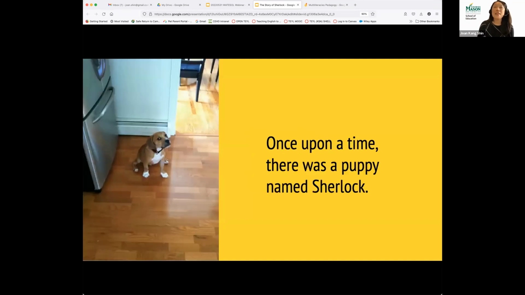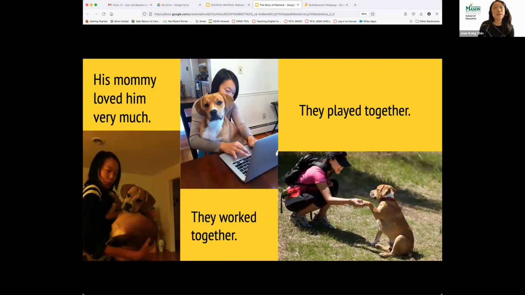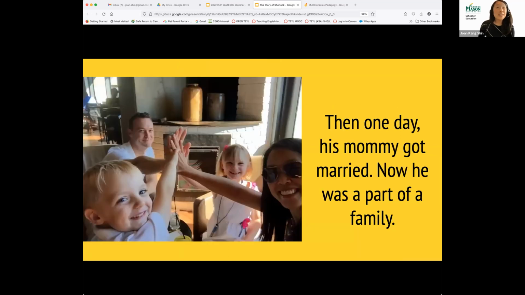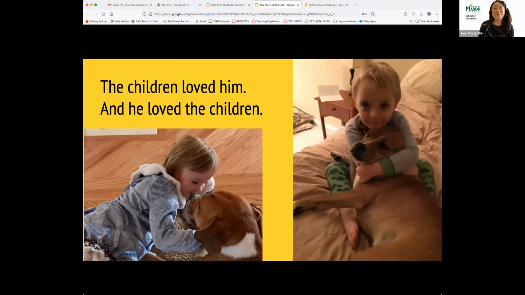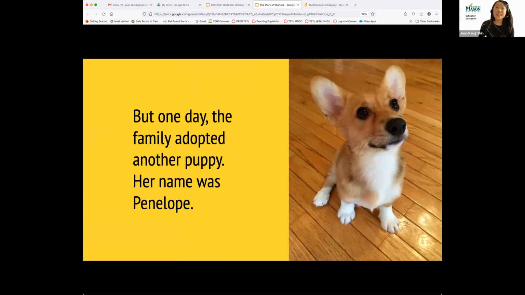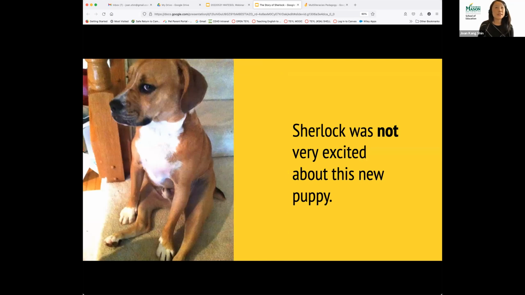Once upon a time, there was a puppy named Sherlock. His mommy loved him very much. They worked together, they played together. Then one day, his mommy got married. Now he was part of a family. The children loved him, and he loved the children. But one day, the family adopted another puppy. Her name was Penelope. Sherlock was not very excited about this new puppy.